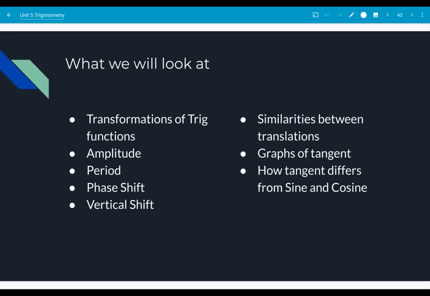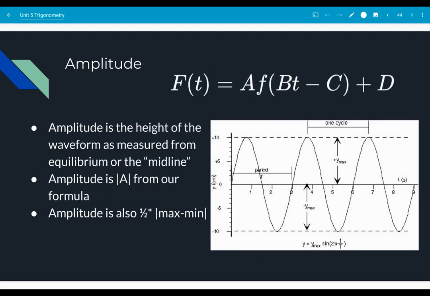In this video, we're going to look at the graphs of trig functions. We're going to look at how we transform them, look at amplitude, period, phase shift, vertical shift, similarities between translations of trig functions and the functions we've looked at before, look at graphs of tangent because they're different, and talk specifically about how sine and cosine differ from tangent.